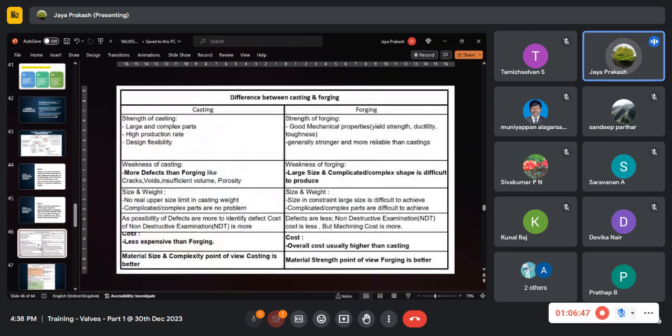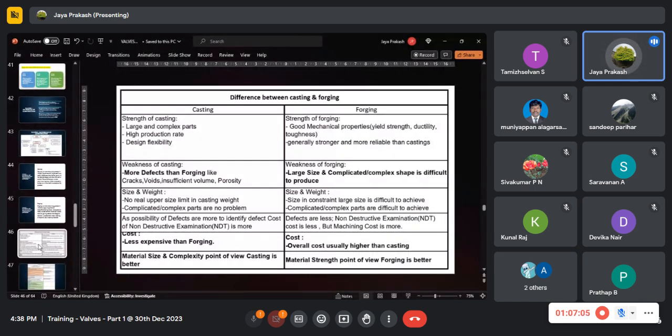Now, what is the difference between casting and forging? So, the strength of casting. Here I have given the differences between casting and forging.